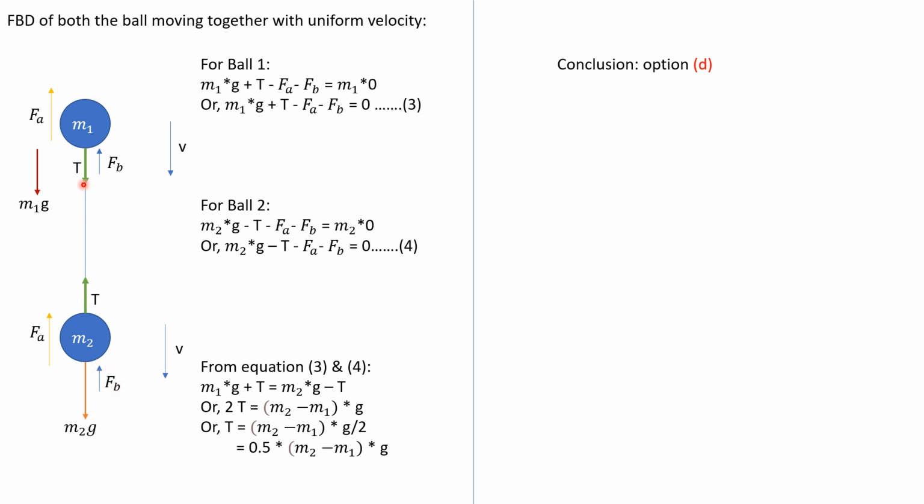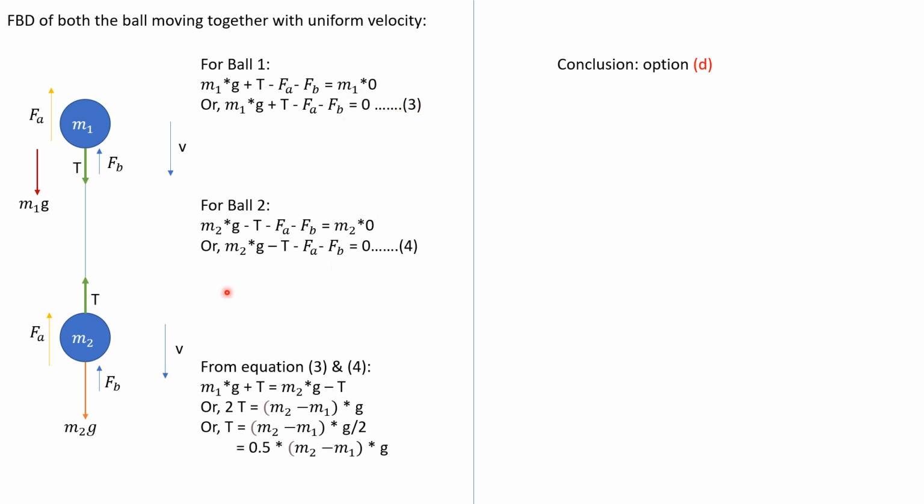So we can now write the equation of motion for ball 1 and similarly for ball 2. For ball 1, m1g is acting downward, T is acting downward, so m1g plus T. Fa is acting upward, so minus Fa. Fb is acting upward, so minus Fb. And there is no acceleration because both the balls are moving down with uniform velocity, so this will be equal to 0.